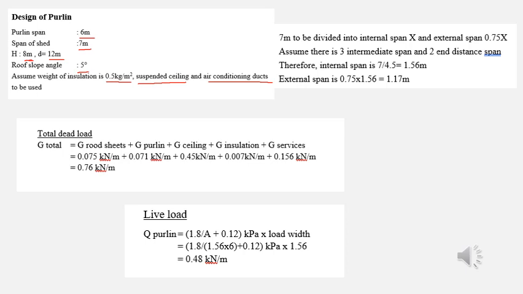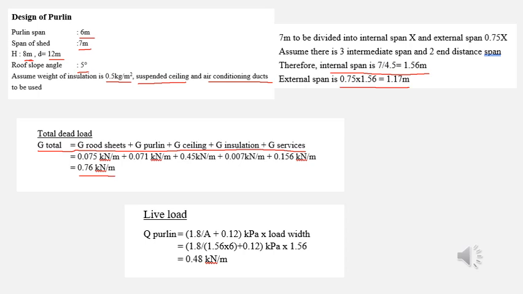We calculate the internal spans and external spans, and in the end we calculated that the internal span is 1.56 meters and the external span is 1.17 in between the purlins. Next, we calculate the dead load. The dead load is also almost the same as the dead load we calculated for beam, which is G roof sheets plus G purlins plus G ceilings plus G insulation and plus G services. And in the end, we got 0.76 kilonewton per meters for our dead load.